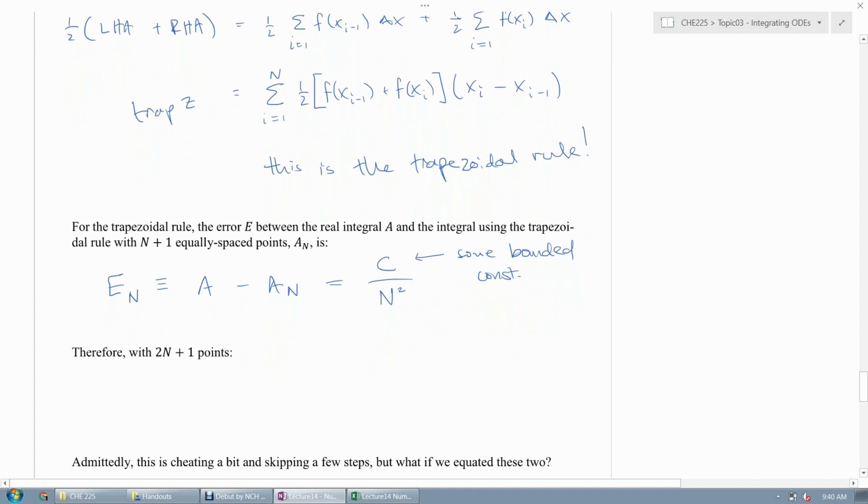Now what happens if, instead of n plus 1 equally spaced points, we have 2n plus 1 points? In other words, we have 2n subintervals. Well, in that case, the error for 2n is defined as the true area minus area 2n, and that's equal to some other constant, which I'm going to call c prime, divided by, instead of n squared, since we have 2n subintervals, 2n squared, or c prime over 4n squared.